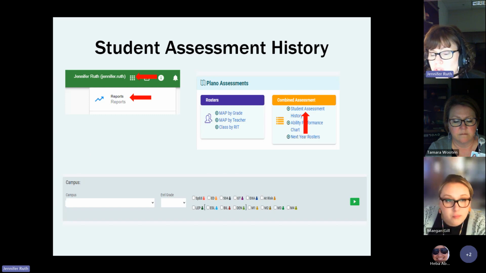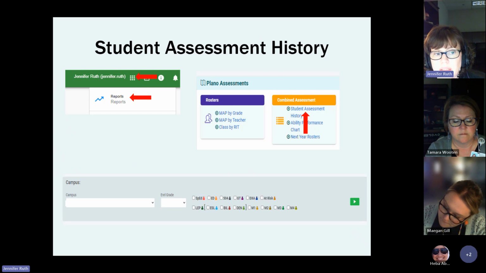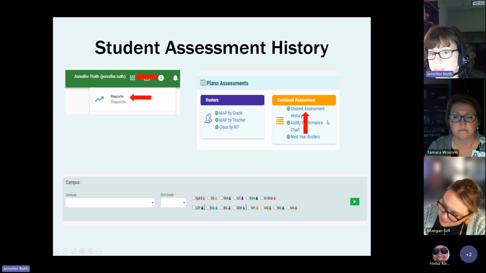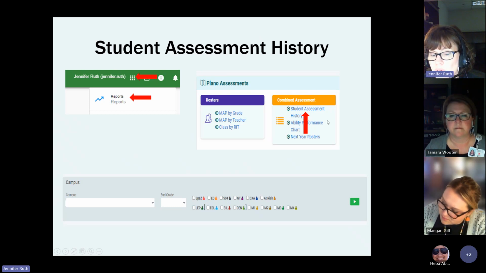So here's how we get to student assessment history and EdGens. Up at the top, next to your name, you have that icon that looks like a waffle, or the apps icon. You can click on that and then go to reports. From here, under reports, you're going to scroll down about halfway down the page, and you'll see a header that says Plano Assessments. Under Plano Assessments, you're going to look for student assessment history. It's the first option in the orange box.